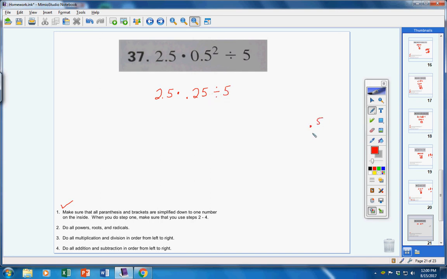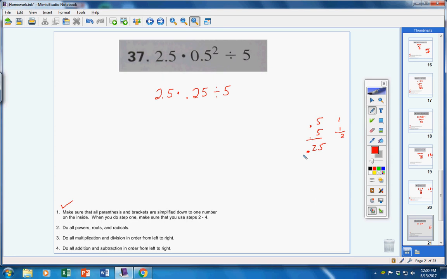0.5 times 0.5. 5 times 5 is 25. How many decimal places do I have here? 1. How many decimal places do I have here? 1. 1 plus 1 is 2. So I go over 2 places. 1, 2. So 0.5 times 0.5 is 0.25.